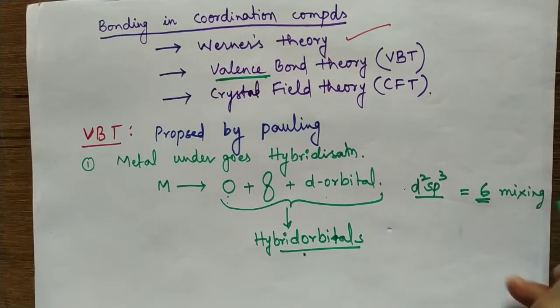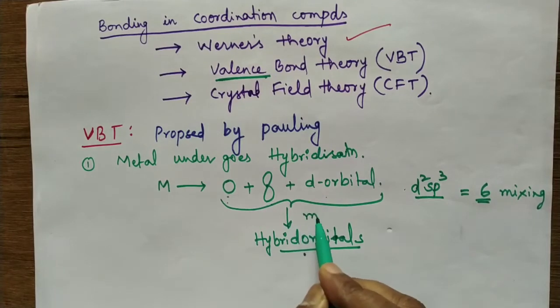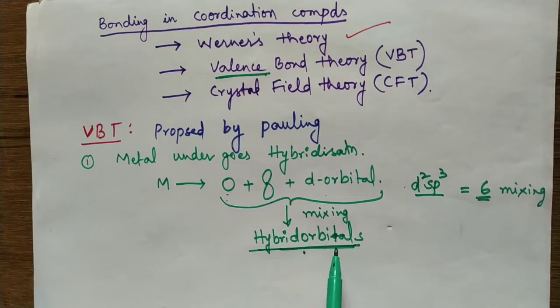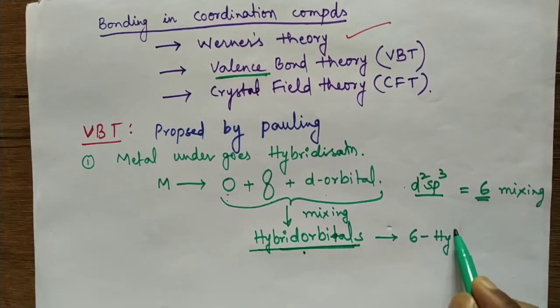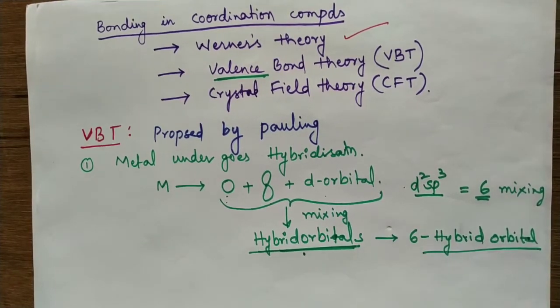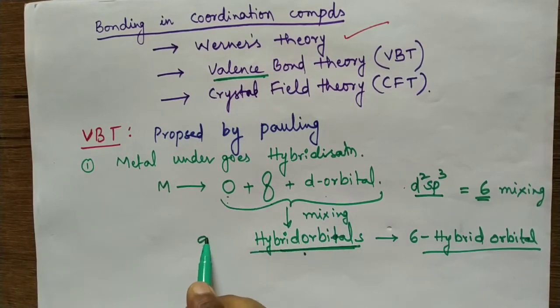Before mixing, those orbitals' shapes and energies are different. After mixing all these six orbitals, the resulting orbitals are called hybrid orbitals. You have studied this in Plus One chemistry. There are 6 hybrid orbitals, having the same energy and same shape. A hybrid orbital has one small lobe and one big lobe, right?